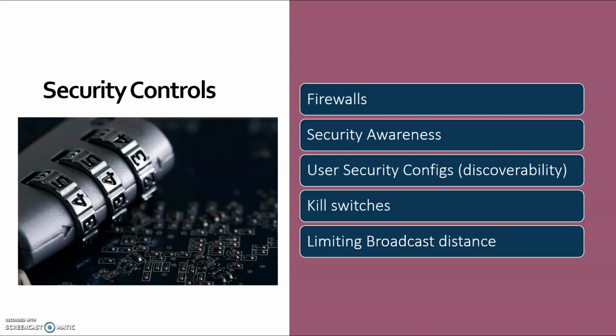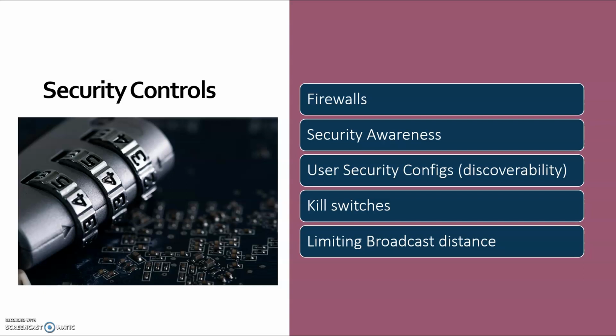Also, additional user security configuration options would be very useful, whether that's limiting the broadcast distance of each device. So your Bluetooth headset probably doesn't need to broadcast 100 feet. It probably only needs to broadcast maybe 20 feet. Your baby monitor probably doesn't need to broadcast all the way into the street. That can be reduced.